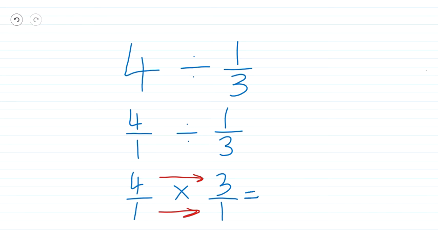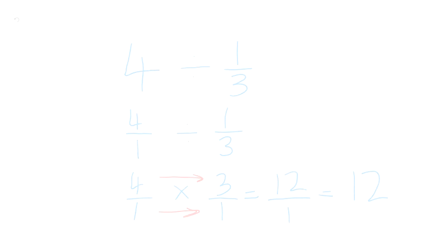So now equal sign. So 4 times 3 is equal to 12. 1 times 1 is equal to 1. This is pretty much the same thing as saying plain old 12. So that's our answer. Pretty straightforward. Okay, let's do another example.